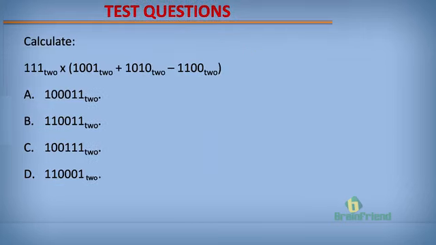Test question 2. We have 11 base 2 times bracket open 1001 base 2 plus 1010 base 2 minus 1100 base 2. So we are going to solve this using BODMAS. BODMAS says bracket first. So we solve the bracket first. But in the bracket, we have addition and subtraction. And the first amongst both is the addition. So let's do the addition first.